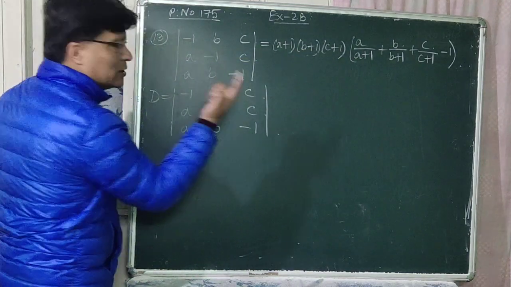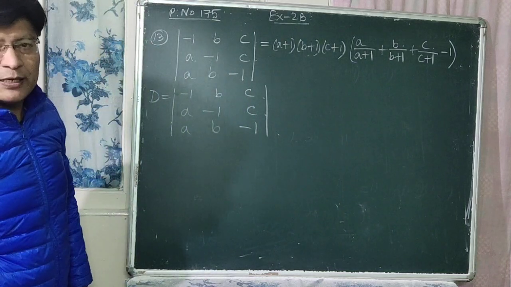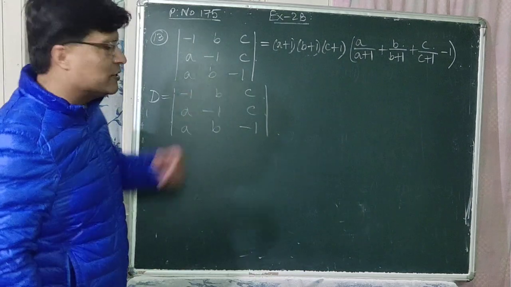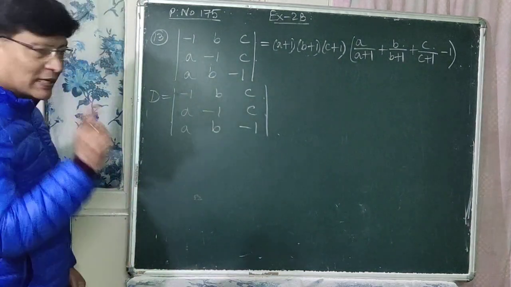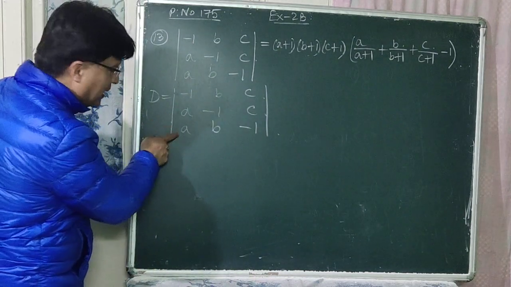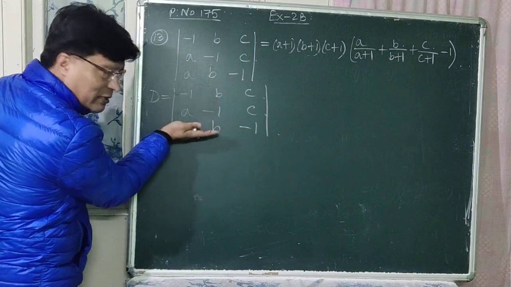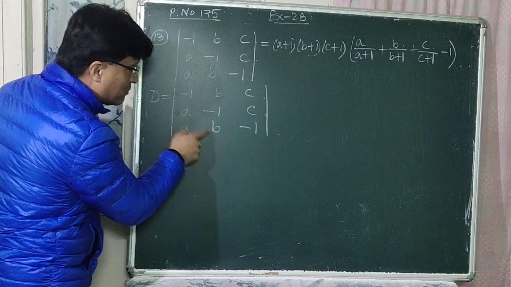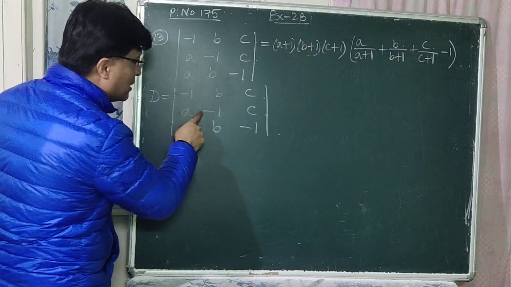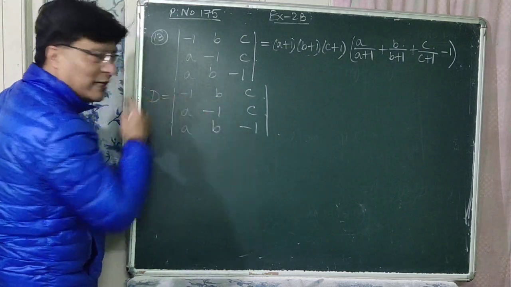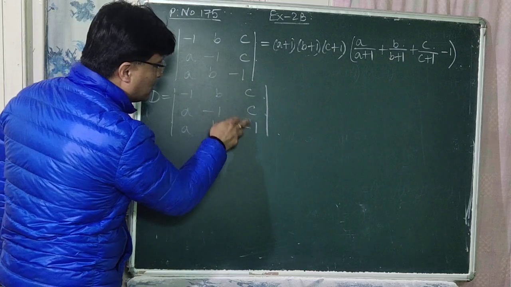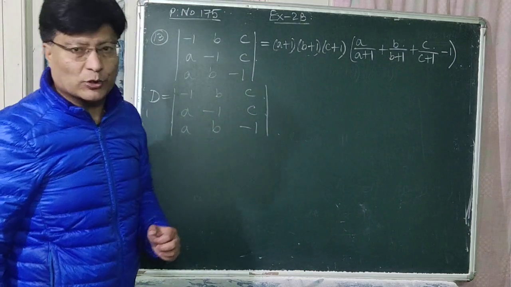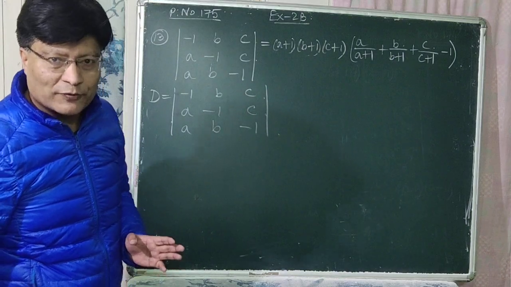Next, what is C minus C? 0. It will be easier for you to simplify if one of the elements here is 0, right? Next step, what will you do? A and A is there. If you do R2 minus R3, what do you get? A minus A is 0, minus 1 minus B. That means we are getting here minus common within bracket 1 plus B, right? And this will be C plus 1. That means we are getting C plus 1 out here also. Is that clear to all of you?